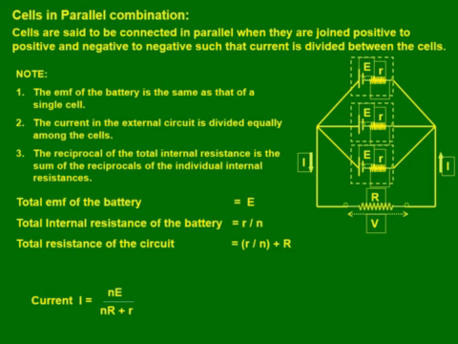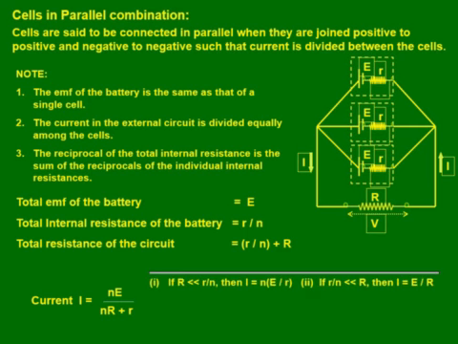An interesting point: when R is very much greater than r by n, that is, if external resistance is larger than the internal resistance, then current will be E by R, that is the current drawn from one cell, which is not suitable. But in case R is very much less than r by n, that is, external resistance is small, in that case we will be using I is equal to nE by (nR plus r), but r will be negligibly small, so nE by r, that is, current will increase to n number of times.